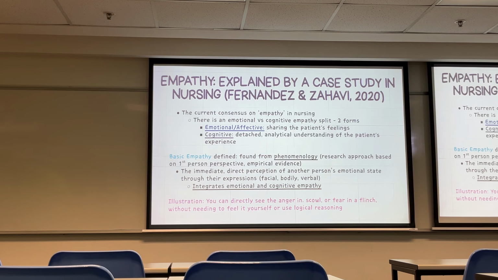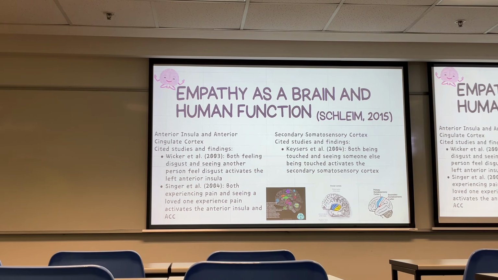An example would be seeing the anger in a scowl or the fear in a flinch before an injection. You can understand these emotions and feelings without experiencing them directly yourself or needing to logically deduce them. Empathy is a brain or human function. A review by Schleim involving multiple case studies analyzes the relations between brain and empathy. The prominent brain regions mentioned were the anterior insula, anterior cingulate cortex, and the secondary somatosensory cortex.